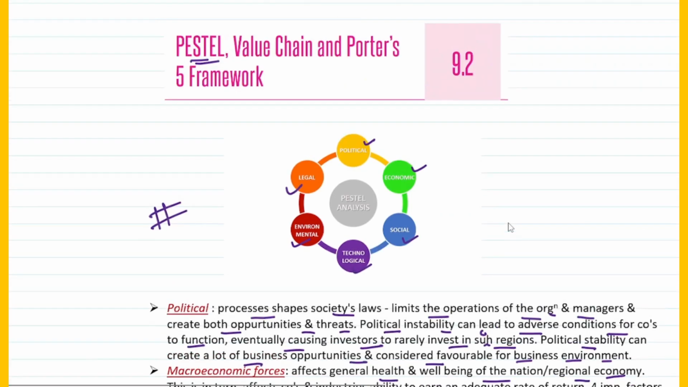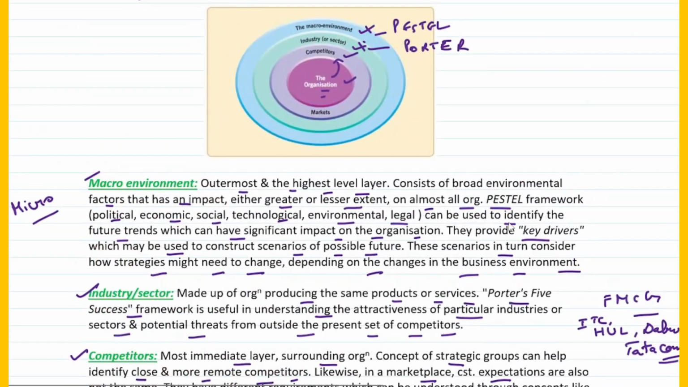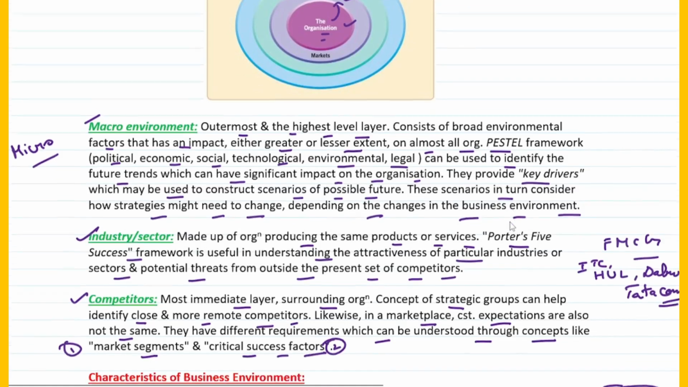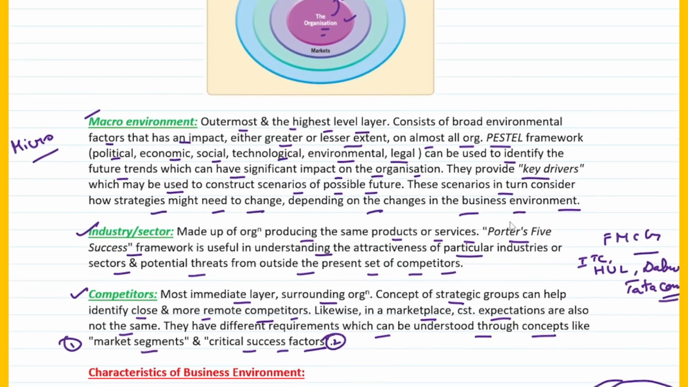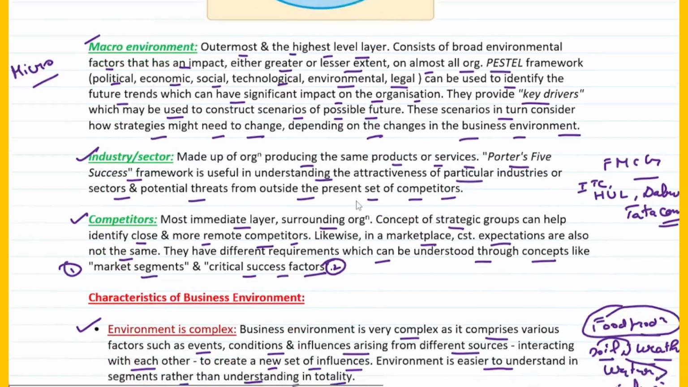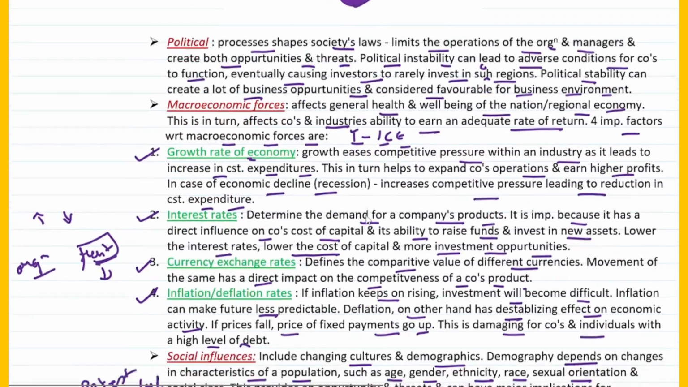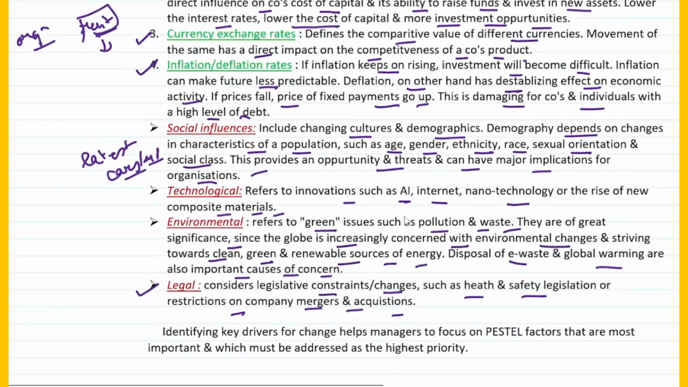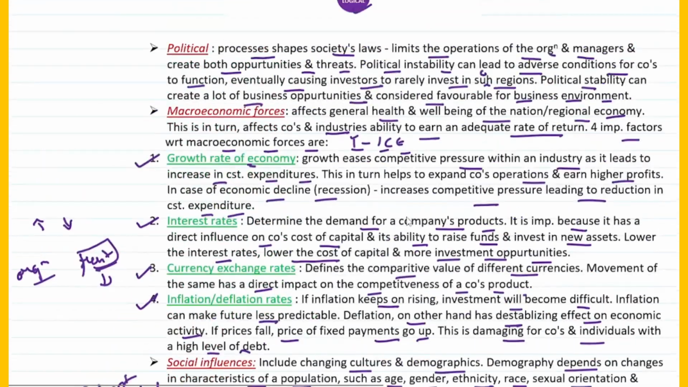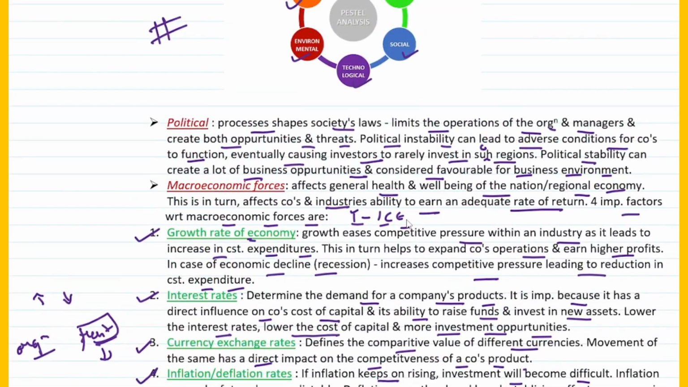Quickly just running through, PESTEL is what? PESTEL is nothing but one of the macroeconomic frameworks through which we can understand the broad environmental factors. Now this PESTEL framework's full form is what? It is political, macroeconomic or economic, social influences, technological, environmental, and legal. When we talk about political, it talks about the political stability and instability, which I have explained in detail.